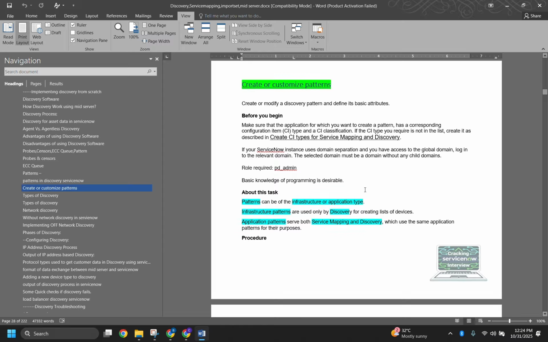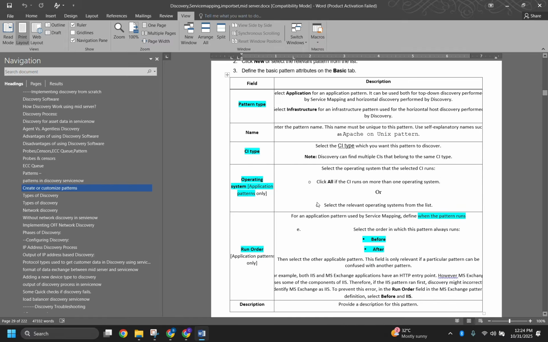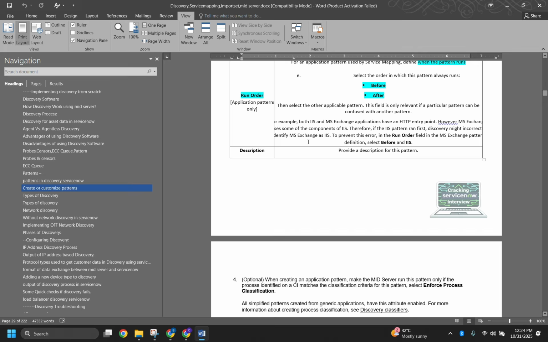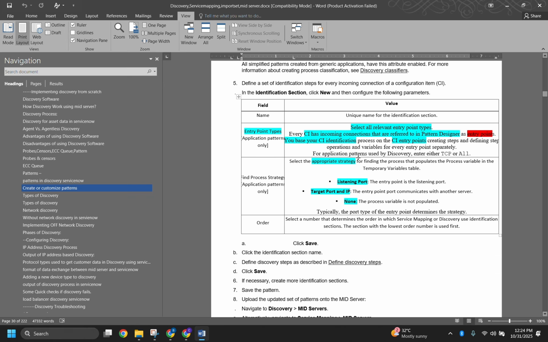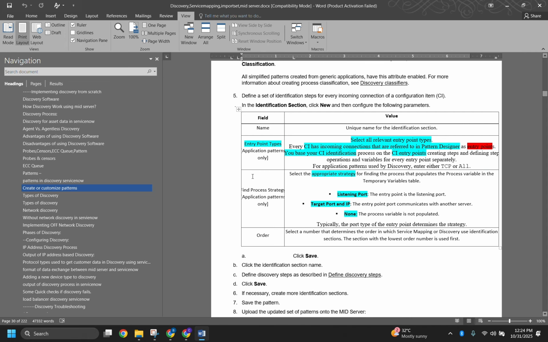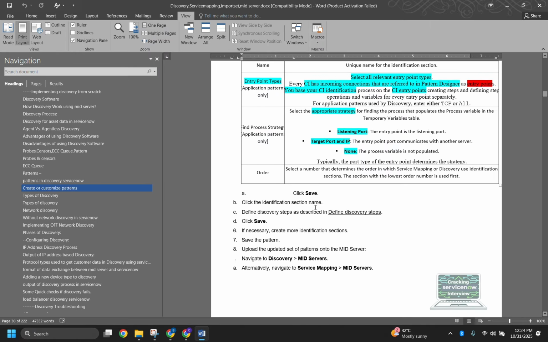And again, how have you done the customization of this pattern, and what are the key filters or key parameters you need to provide, like pattern type, CI type, operating system, and run order. All these things you need to provide while configuring any pattern. Another important part is the entry point of the pattern. And what exactly is the listening port, the target port, and the IP; all these details must be entered so that the pattern can be configured.